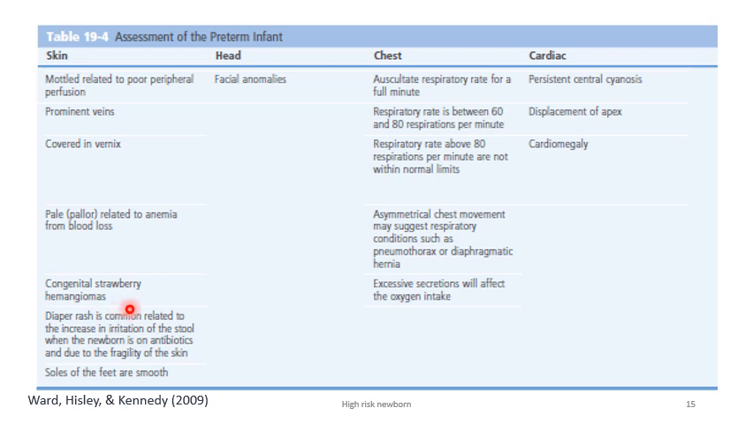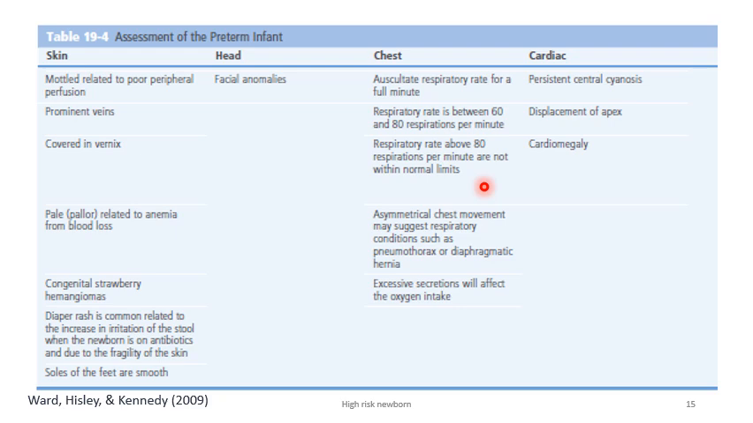And then we have congenital strawberry hemangiomas, and sometimes we can see diaper rash. Another thing that we can see clearly on the skin is that the soles of the feet are really smooth without any creases. We can also notice if the head has visual anomalies, because this is a preterm infant. And we can continue with the chest. We can count the respiratory rate for a few minutes, and sometimes it's around 60 to 80 per minute. Sometimes it can be above 80, but then we can understand what happened, probably pain or another triggering moment.